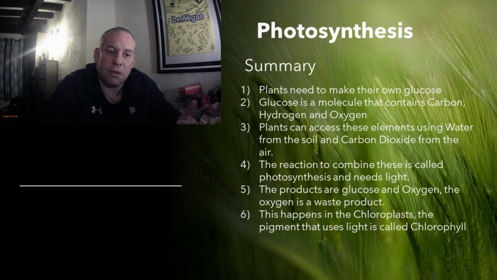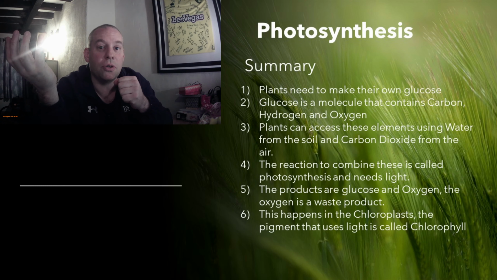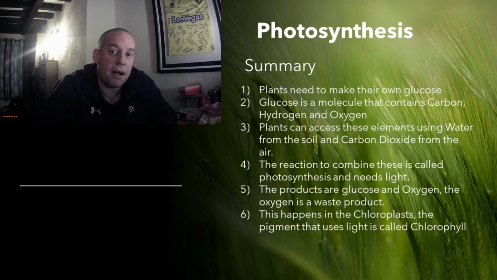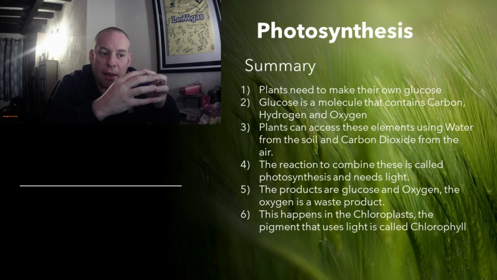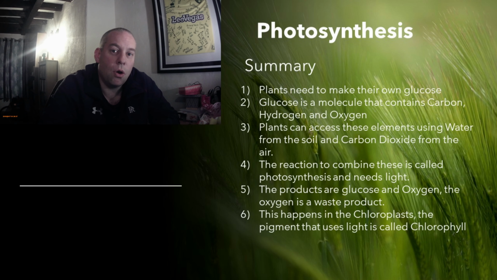You've then got the reaction to combine them, where you take carbon dioxide and water, you put them together, and you get the product glucose, which it uses, and oxygen, which is a waste product, and it gets rid of. This happens in the chloroplasts. That is where the enzymes are able to help combine the molecules together. This happens in the chloroplast, so the chlorophyll is the pigment that does that. So hopefully that is everything you need to know in terms of photosynthesis for your ISEB or Key Stage 3 exams.